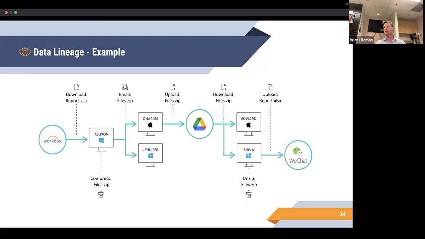But if it changes along the way, maybe someone encrypts it or zips it up, or they change the file, you want to follow it through its whole life cycle. And you want to know that it originated from Workday. And then if someone does move it to WeChat, you may want to stop that from happening, right? Someone's uploading the full employee database into WeChat. You know what? You may want to put a block in there, right? So this is an example of why you would want to have full visibility into all data movement.